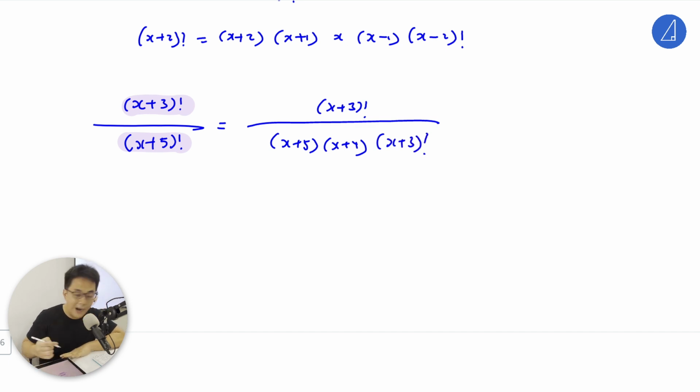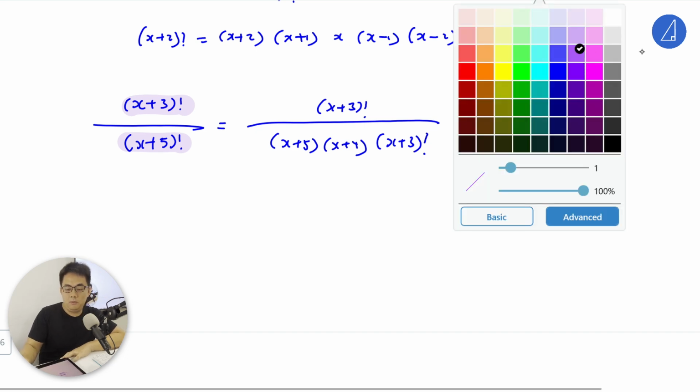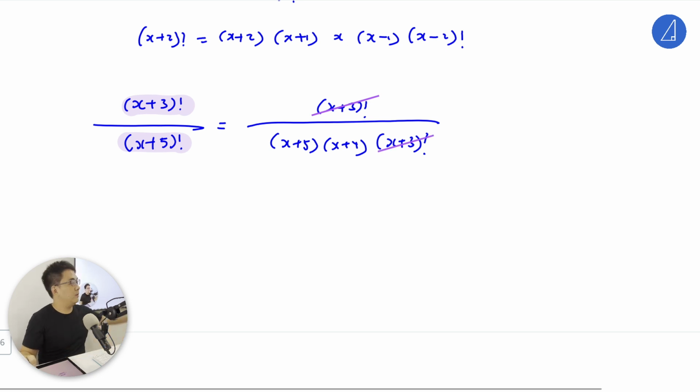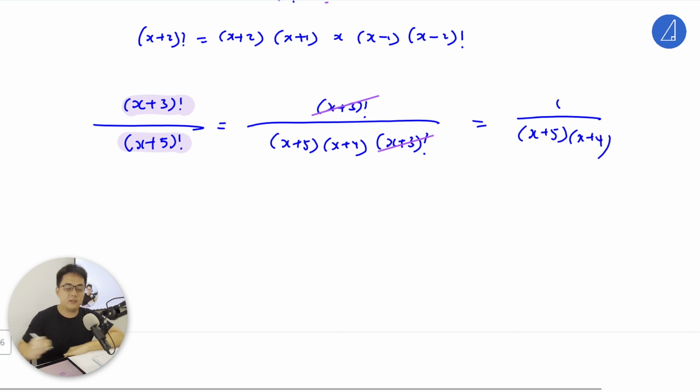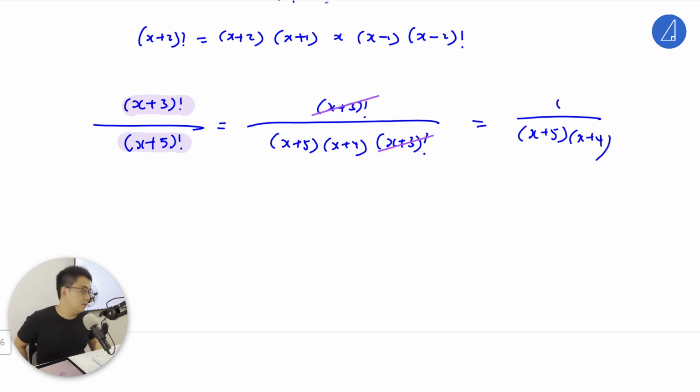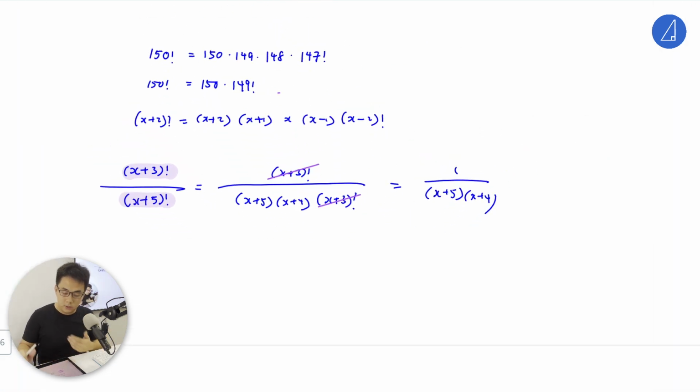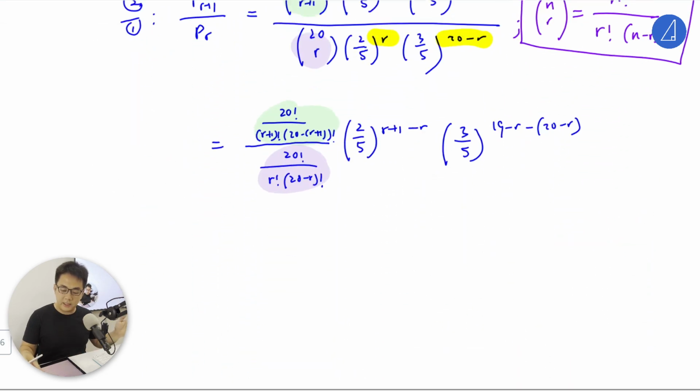Understand? Why? Because before social media made cancelling culture famous, this is so you can cancel it out. So you can simplify it, right? 1 over (x+5). Easy game. This is the best cancelling. Very, very satisfying. You can actually simplify it like that. So for the questions you're going to deal with, you will have to use this kind of factorial. Just be mindful. Don't worry, you get to practice the questions later.